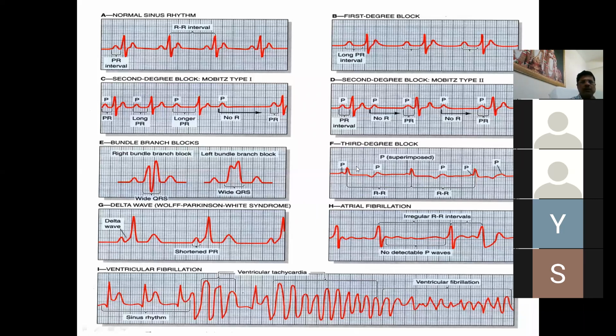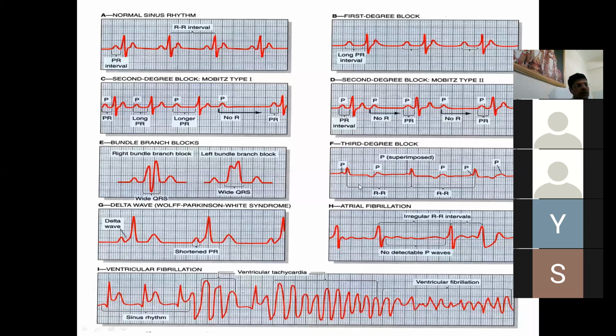2:1 heart block. Every second P wave is conducted. Every third P wave is conducted, 3:1. Every fourth P wave is conducted, 4:1. So that is the Mobitz type 2. Then you can have something called bundle branch block. Right bundle branch block, left bundle branch block, where you have a wide QRS form.